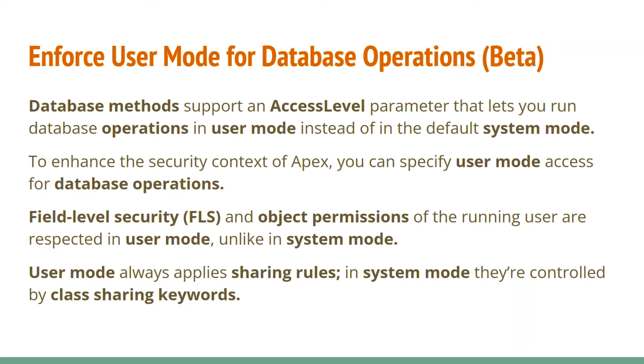Field level security and object permissions of the running user are respected in user mode, unlike in system mode. User mode always applies sharing rules. In system mode, they are controlled by class sharing keywords. For example, if we are running a trigger and we have a trigger handler class, the trigger runs in system mode. If the trigger handler has the with sharing keyword in that class, then it will respect all the sharing and all the user level access.